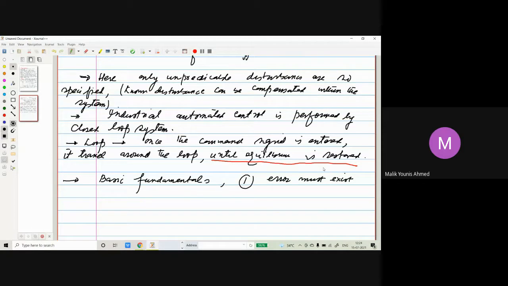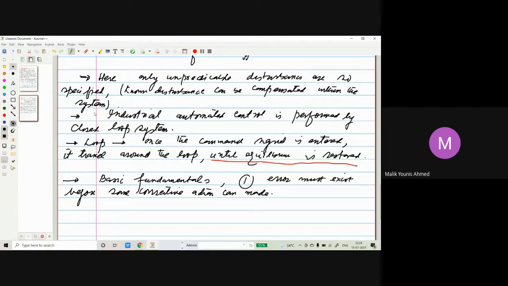Then what will happen? The basic fundamental of feedback control is that error must exist before some corrective action, or to be more precise, compensatory action, can be made. So you cannot apply feedback control without having an error. Error must exist. Then a suitable signal will be sent, which will make a corrective action for that error.